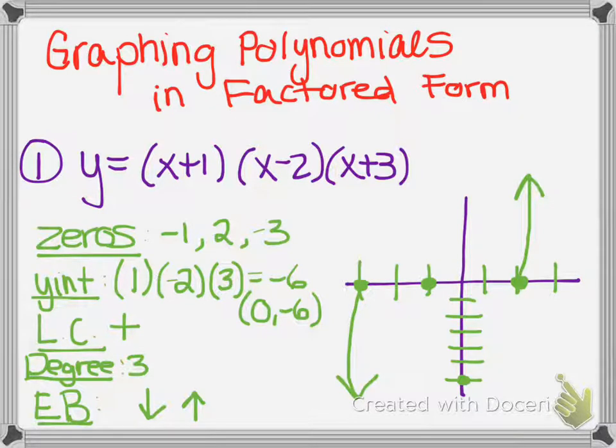So now, before we connect the dots, we want to check our multiplicity. Since they all have a multiplicity of 1, they're just going to go straight through. I'm going to be sure to hit my y-intercept. And there we go, I have my graph.